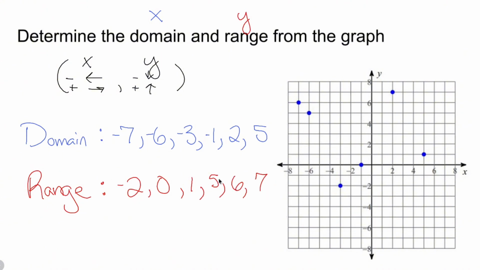And so it's 7. If at any time any of my domain values repeat, or if any of my range values repeat, I'm just going to write that out once. I don't need to say the range is 0 and 0. I'm just going to write it out once. That didn't happen here. So that's what I do. I determine my domain and my range by going left and right to figure out my domain, and down and up to figure out my range. Hope this helps.